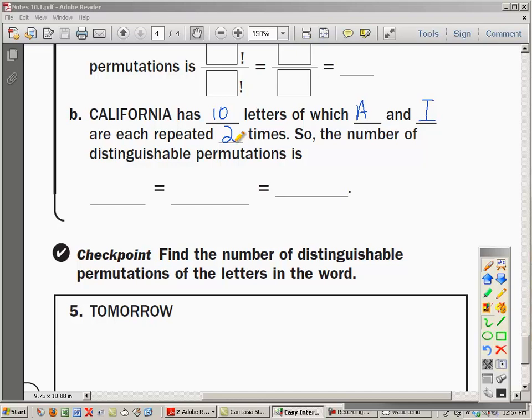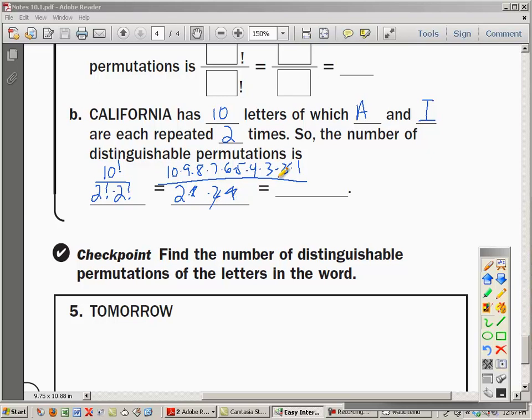So the number of distinguishable permutations should be 10 factorial over the product of each of the repeated terms and how many times it's repeated. So I have 2 different letters that are repeated twice. If I had a letter that was repeated 3 times, I'd do 3 factorial. But since it's 2 factorial times 2 factorial, this ends up being 10 factorial, which is 10 times 9 times 8 times 7 times 6, 5, 4, 3, 2, and 1. All of that over 2 factorial times 2 factorial, which is 2 times 1 times 2 times 1.